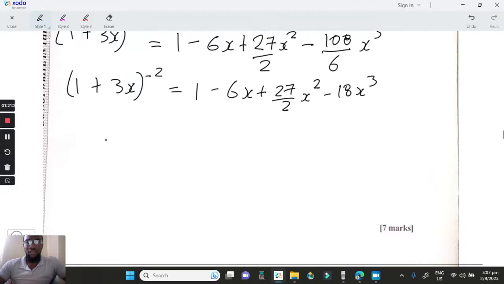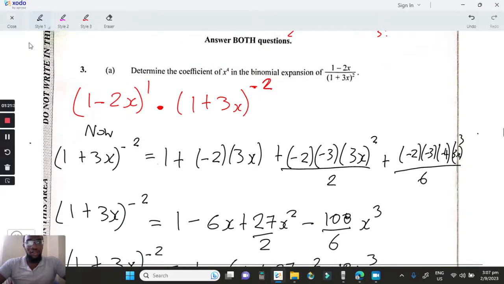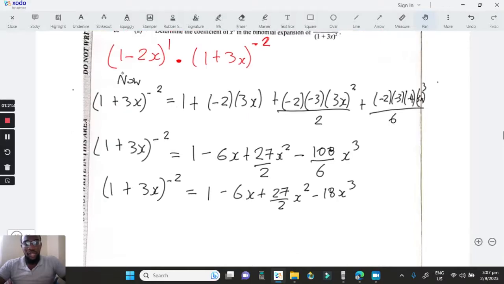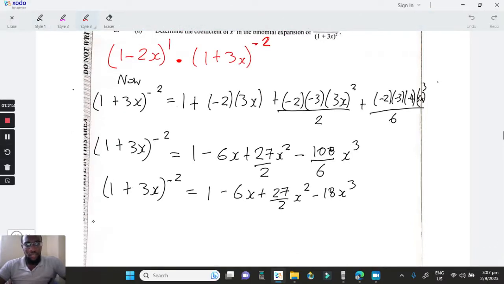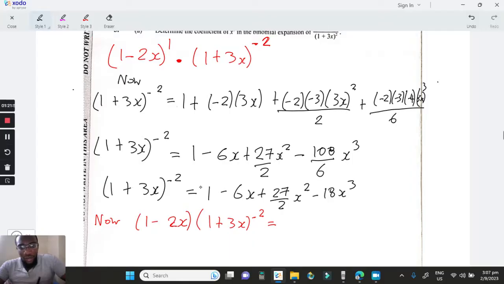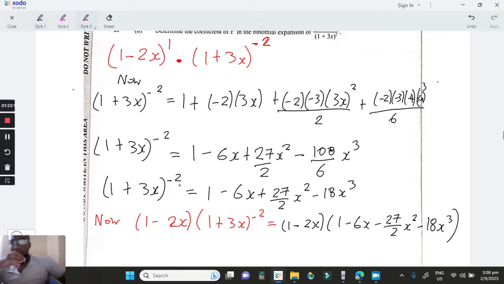Now we need the coefficient of x to the 4. Now guys, this is where it gets really fun. Notice we need to multiply it now by 1 minus 2x. So 1 minus 2x times 1 plus 3x to the minus 2 is equal to, this answer we have right here, multiplied by 1 minus 2x. So 1 minus 2x, we're multiplying it by 1 minus 6x plus 27 over 2 x squared minus 18x cubed. It is that simple. And so now, we just need x to the 4.